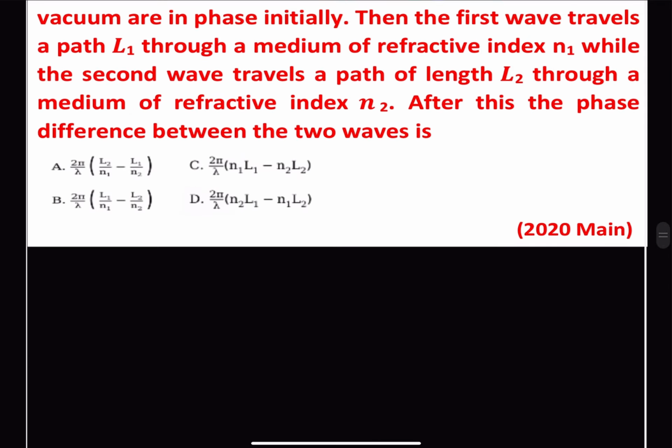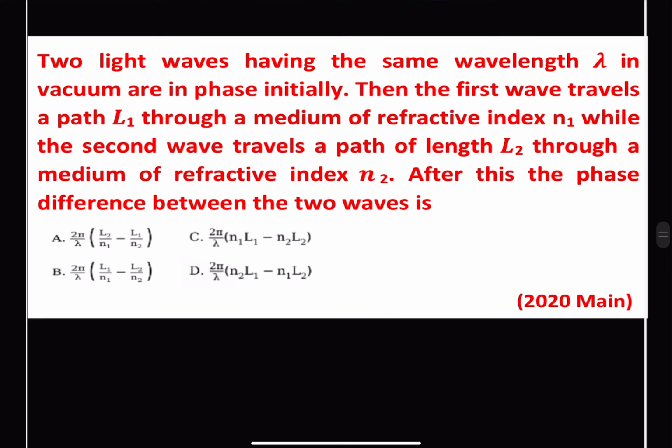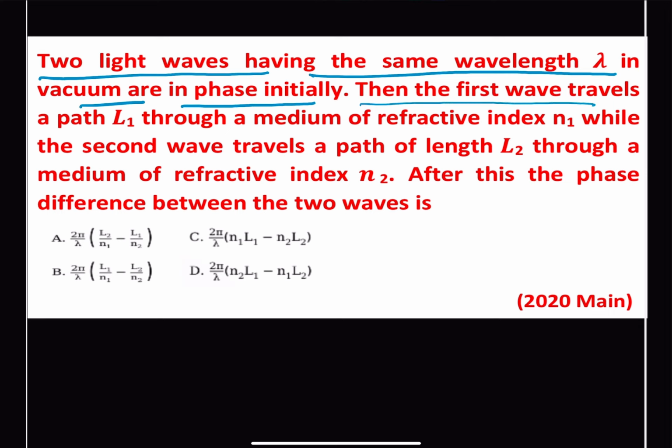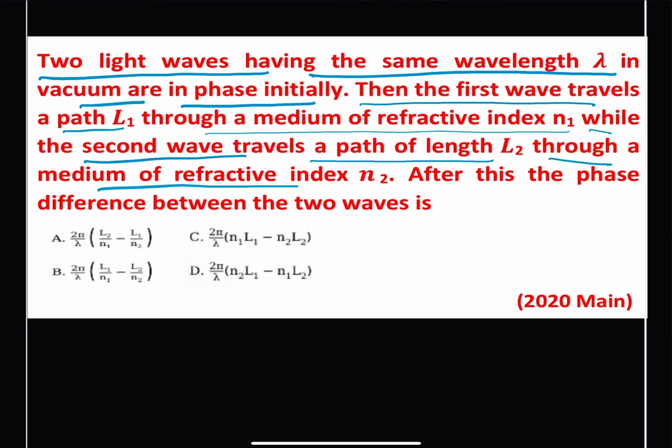Next question. We are given two light waves having the same wavelength lambda in vacuum, which are in phase initially. Then the first wave travels a path L1 through a medium of refractive index N1, while the second wave travels a path of L2 through a medium of refractive index N2. After this, the phase difference between the two waves is equal to.